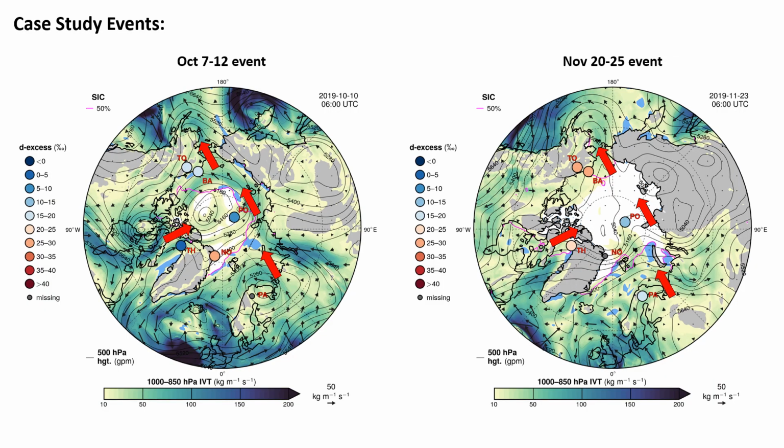So we'll start with looking at two case study events, one in early October, one in late November. I'm using a representative map for each of these two events here. Each map is colored by integrated vapor transport, with the small black arrows on the map depicting the direction and magnitude of this transport. Our stations are noted with their respective DXS values for the given timestamp here.